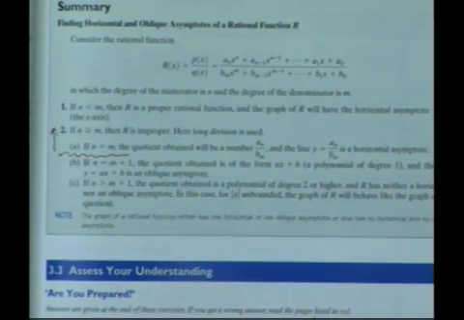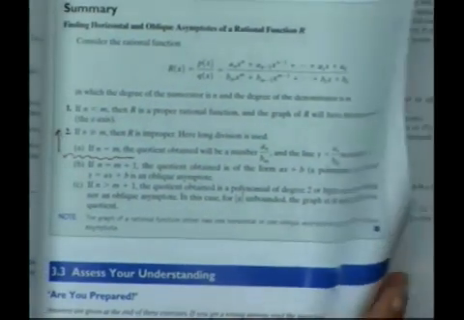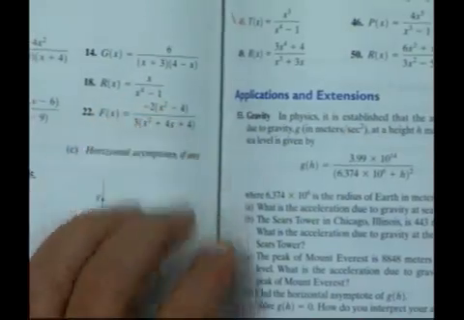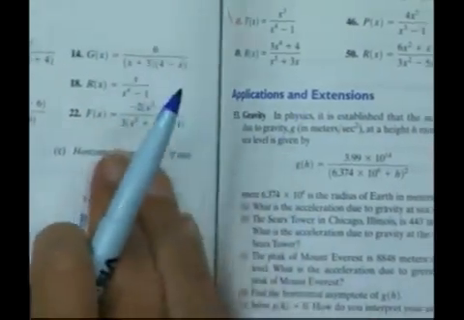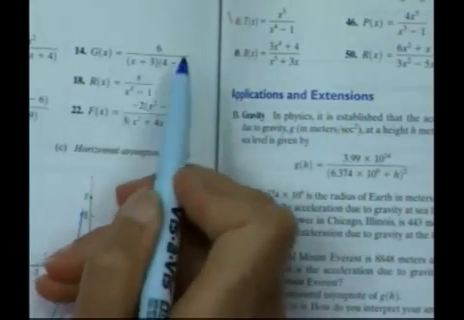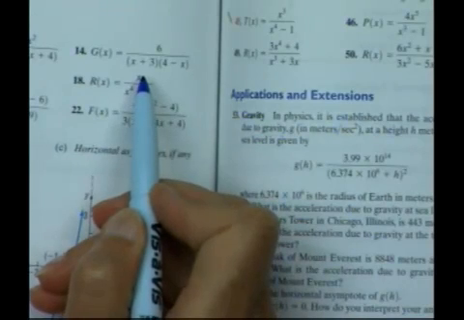Everybody good? All right, let's go to the book, page 344, and let's just do a couple problems out of here pretty quickly. We're on page 344, number 14. This is a piece of cake. The instructions are, what is the domain of this rational function? Quickly. Domain.